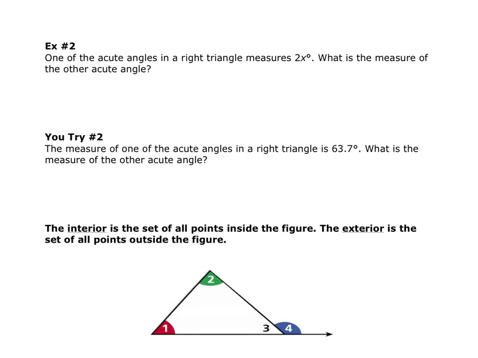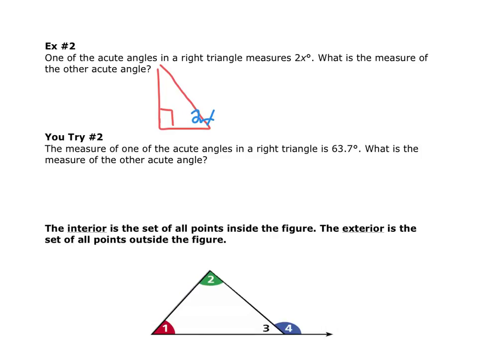One of the acute angles in a right triangle measures 2x. What is the measure of the other acute angle? So let's draw a picture. Draw yourself a right triangle. So one of the angles is 2x. What's the measure of the other?